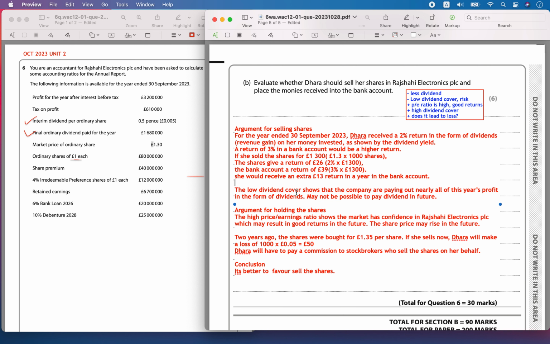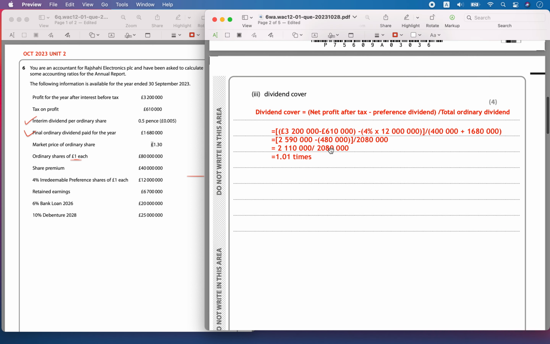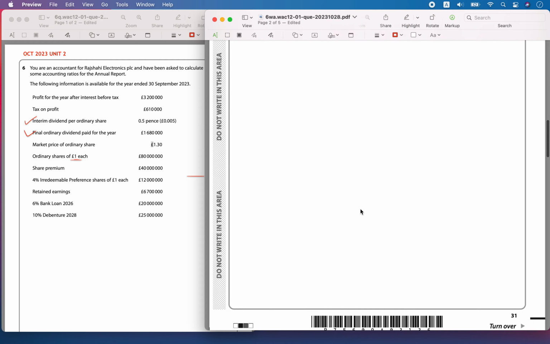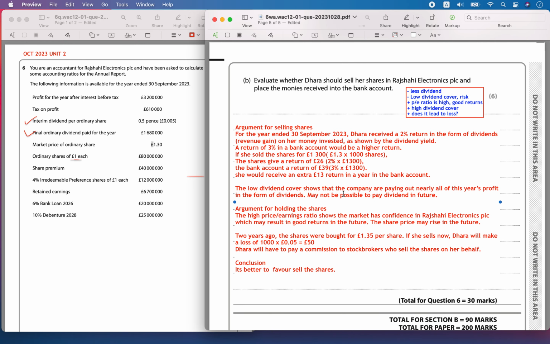Second, the low dividend cover shows that the company is paying out nearly all of this year's profit in the form of dividends, so it might not be possible to pay dividends in the future. The dividend cover was 1.01 times. Whatever the profit was, everything they paid as a dividend. If they don't make a profit next year, then the dividend may not be possible in the future, whereas in the bank it is guaranteed.